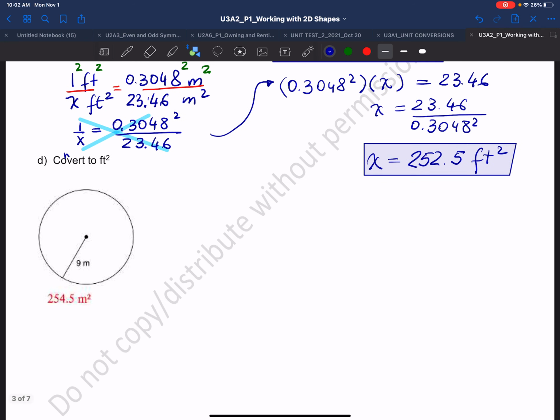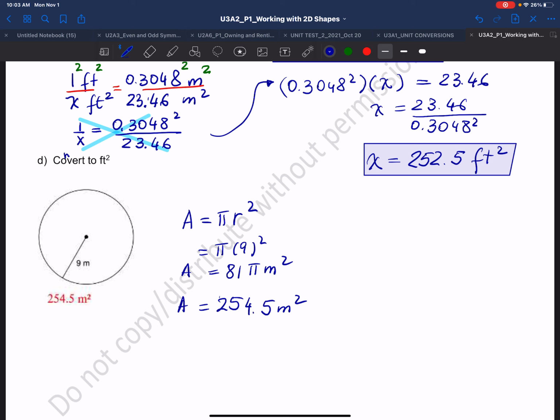So the last question is in the shape of a circle. We have the area, actually this is the answer by the way, in meters squared, and we need to find out what the area will be in feet squared. So first we're going to find the area in meters squared. Area of a circle, pi r squared, pi times 9 squared would be 81 pi meters squared, or approximately, to 1 decimal place, 81 times pi equals 254.5 meters squared.